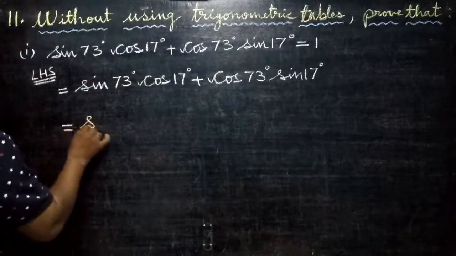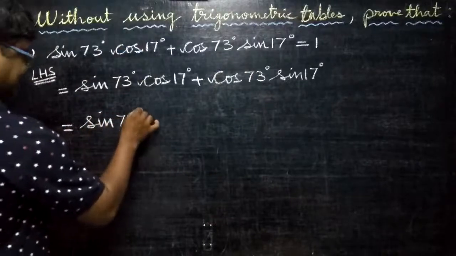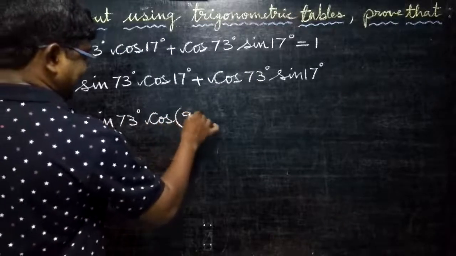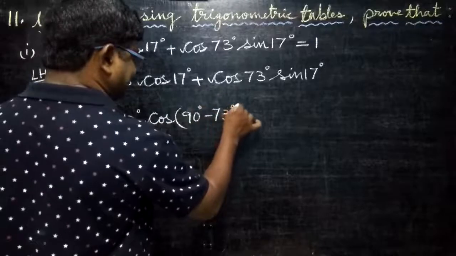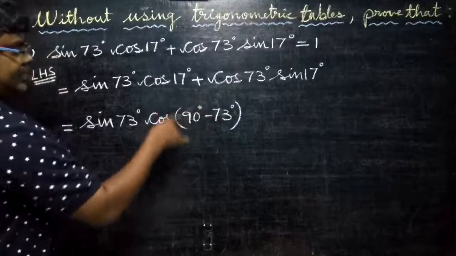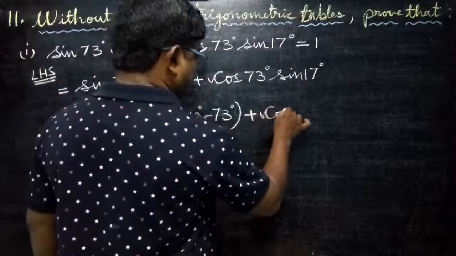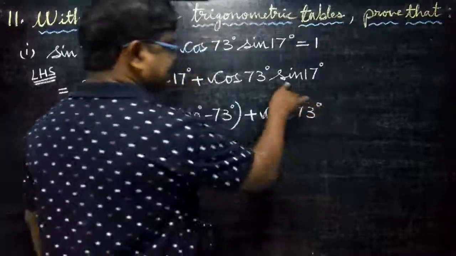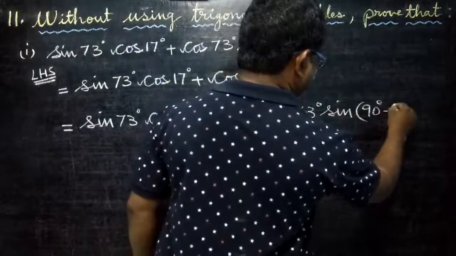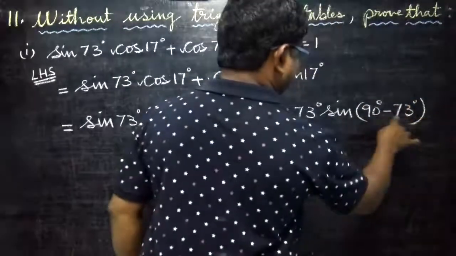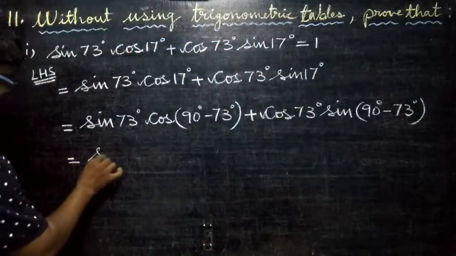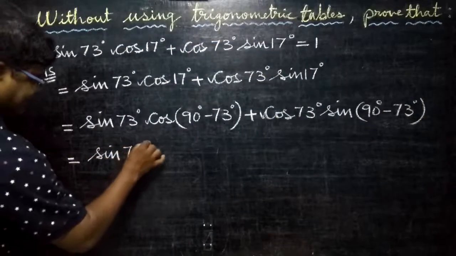That is equal to sin 73 degrees as it is I am writing, and I am writing cos 17 as cos (90 degrees minus 73 degrees). 90 degrees minus 73 degrees is 17 only. Cross check, I told. Plus cos 73 as it is. Sin 17 I am writing as sin (90 degrees minus 73 degrees), 90 minus 73 is 17. So now that is equal to sin 73 degrees as it is.